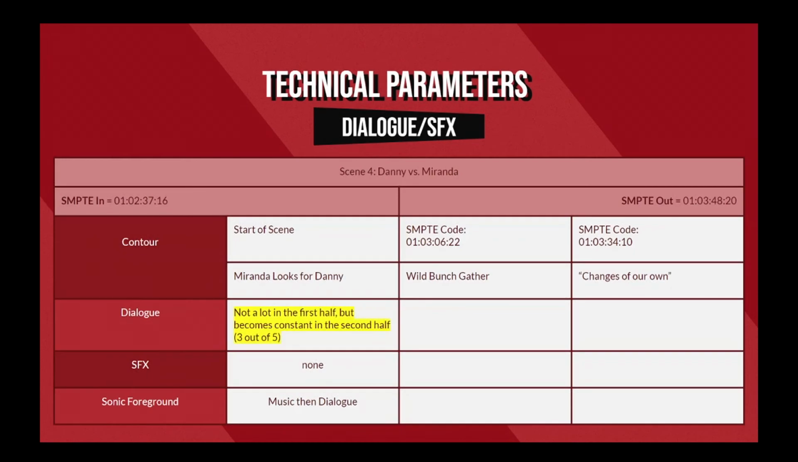For Section 1, when Miranda still thinks she's in charge, we find that there's a decent amount of dialogue, especially near the end. If I were to use a scale of 1 to 5, where 1 is no dialogue and 5 is constant dialogue, I'd place this at about a 3. The first half of the section is pretty open, but both Danny and Miranda speak nearly constantly in the second half.